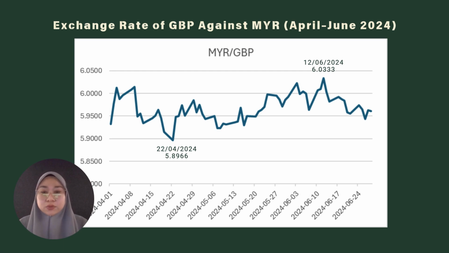This graph shows the exchange rate of GBP against MYR during April to June 2024. GBP had faced a lower exchange rate against MYR on 22nd April 2024 with the rate of 5.8966, and it had faced the highest exchange rate against MYR on 12th June 2024 with the rate of 6.0333.